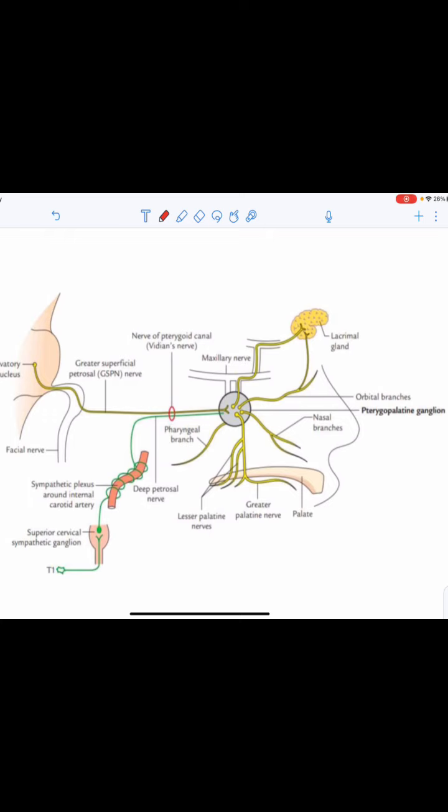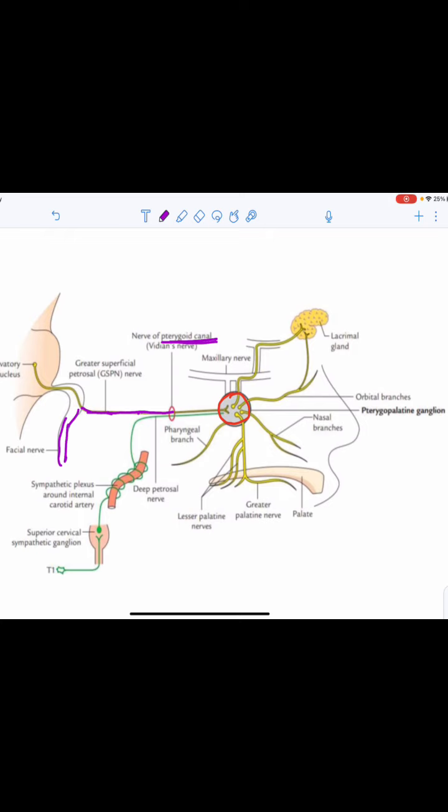This is a diagram showing the relations of the pterygopalatine ganglion. So this is the pterygopalatine ganglion that is located in the pterygopalatine fossa. This is the facial nerve, and from the facial nerve you get the greater petrosal nerve. We saw that it is going to pierce the roof of the middle ear cavity and pass along the groove for the greater petrosal nerve, and it is going to pass into the pterygoid canal. So this pterygoid canal is located in the anterior wall of foramen lacerum, but here it is joined by another nerve.